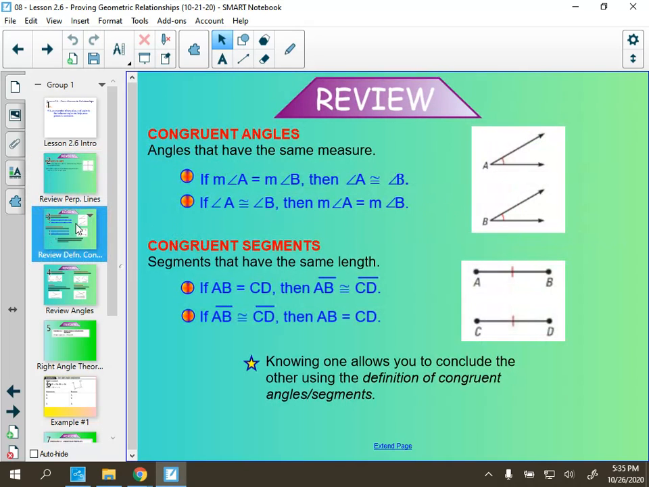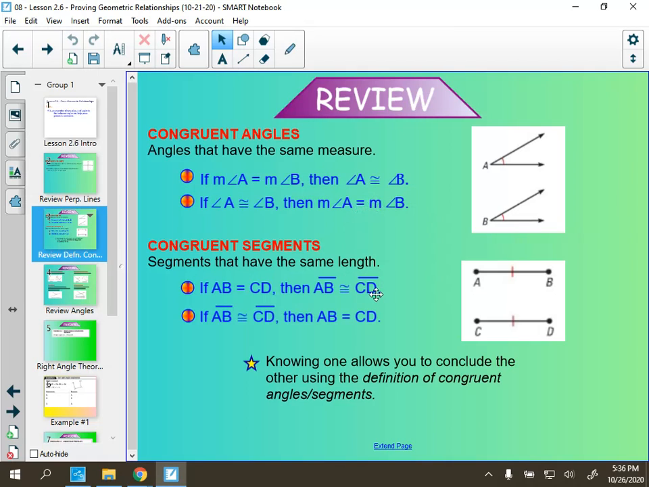This one's come up already a few times, lesson 2.5. The definition of congruence, or definition of congruent angles, congruent segments. For us, it's really a converter. It converts between angle measures being equal, so equality, to congruence. Angle A is congruent to angle B. So we talked about this in the previous notes. See lesson 2.5 for that review.